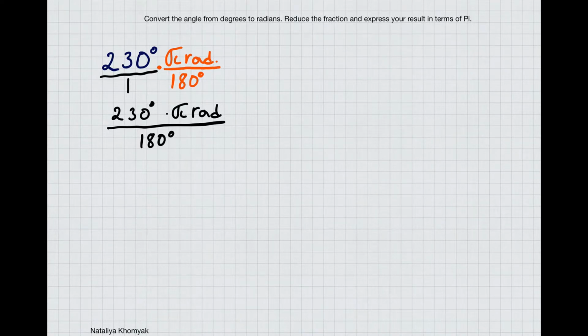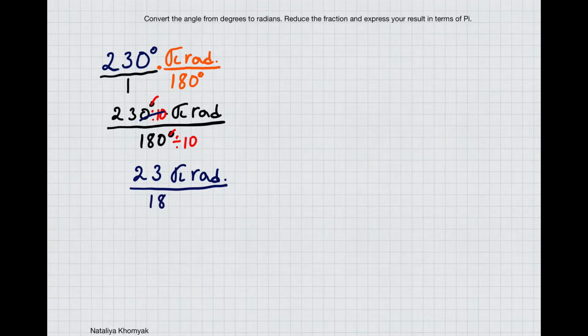And let's reduce. Degrees divided by degrees cancel out. 230 and 180 both end in a 0, so I know I can divide both of them by 10. So let's reduce top and bottom by 10. 230 divided by 10, we get 23 pi radians. Out of 180 divided by 10, we have 18. We can represent this as 23 out of 18, the fraction times pi radians.